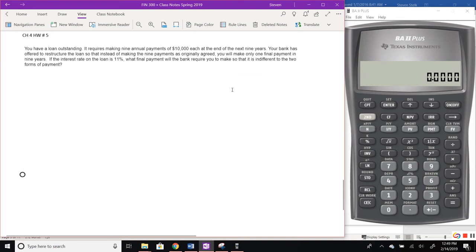Okay, now if you watched the other video, we're going to apply a 3-step solution process. We're going to draw the timeline. We're going to identify the type of cash flow that we have. And then we're going to see what variables we have and which one we're solving for, and then apply the correct formula or the correct solution process that's available to us. All right, so we're going to start with the timeline.